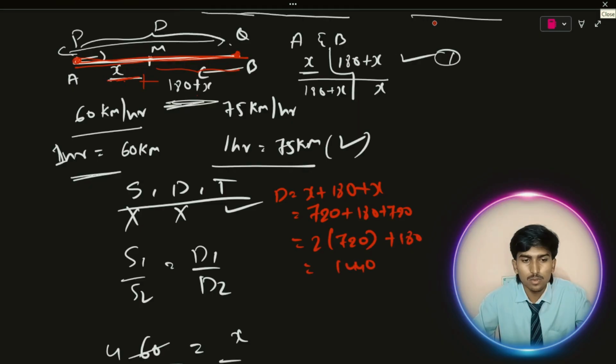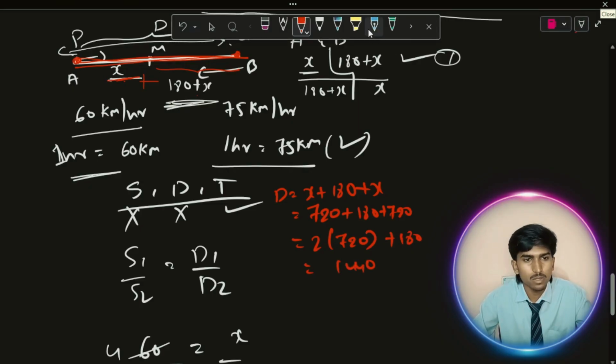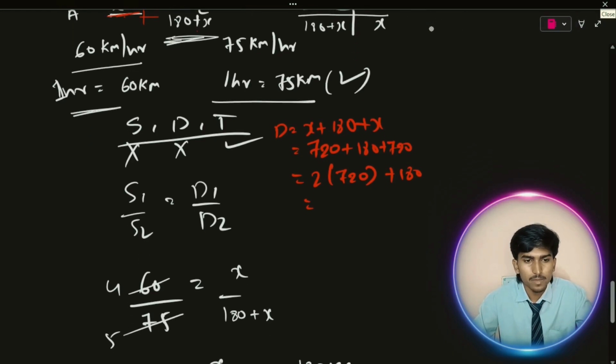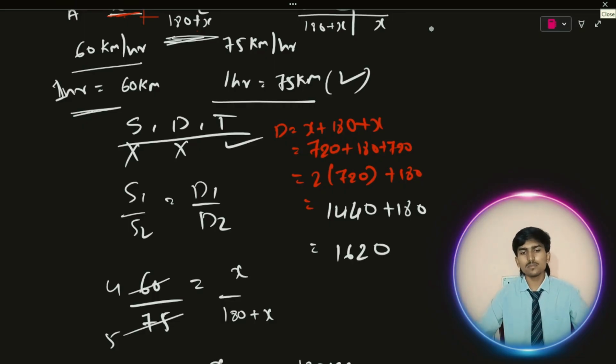Just a minute, because handwriting always matters. 2 times 720 is 1440, plus 180. Just add up and you get the answer: 1620.